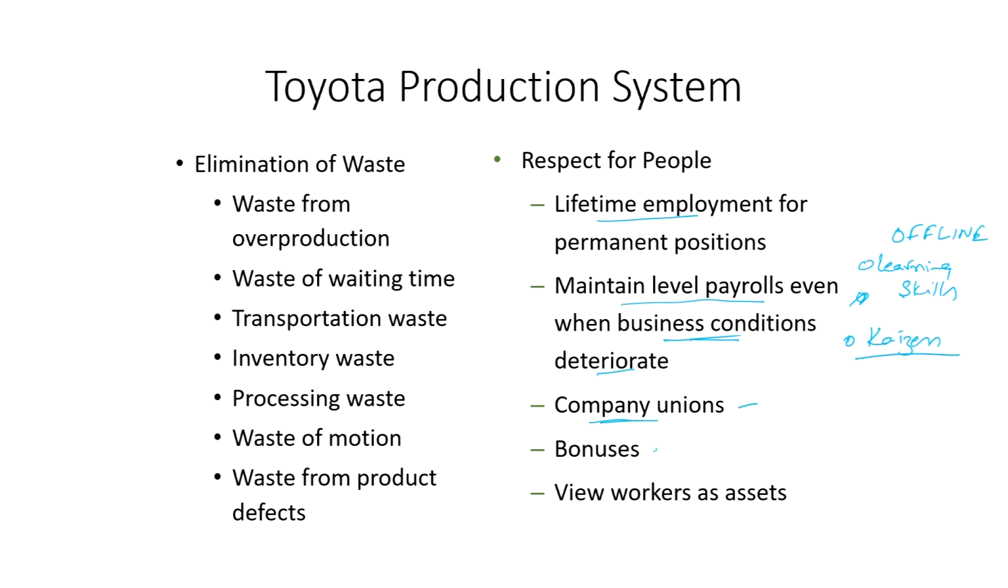Then bonuses are also given, and they look at the workers as assets, not as liabilities. So, this is the fundamental difference in the culture of the organization as far as human-centric processes and human-centric manufacturing systems are concerned.